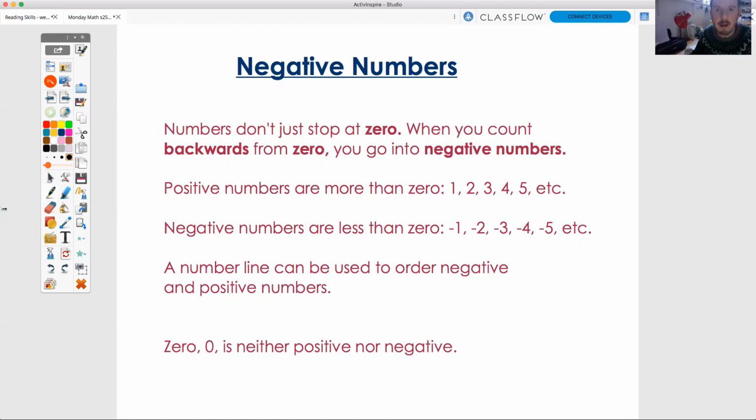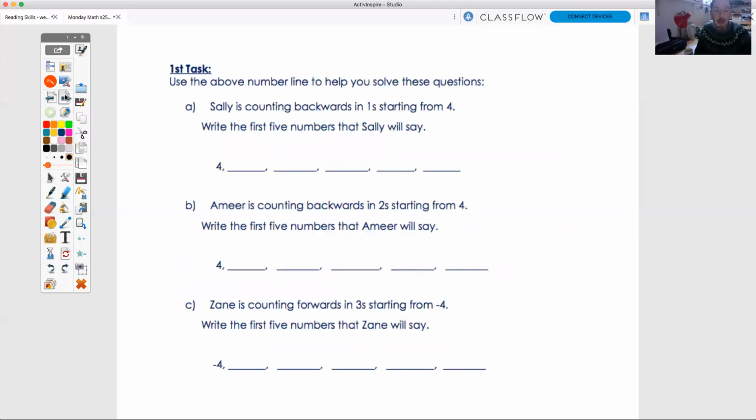Now, a number line can be used to order negative and positive numbers, but one thing you need to remember, a zero acts as that dividing line between positive and negative, and a 0 is neither of those things. It's not a negative number and it's not a positive number. And it's almost as if the 0 acts as a line of symmetry, reflecting positive and negative numbers on either side.